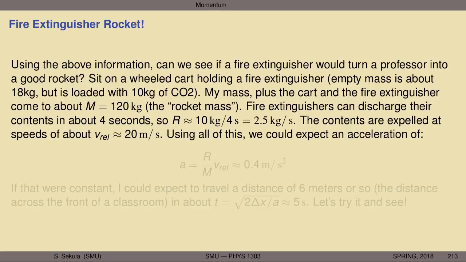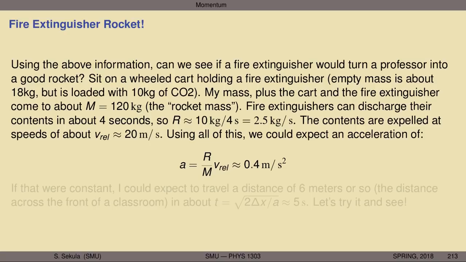So we can make a prediction. What's the acceleration of me and the fire extinguisher and the cart as I blow CO2 out the back? Well, plug in the numbers. The acceleration will be the burn rate of CO2 over the original mass of the rocket times the relative speed of the exhaust to the rocket. And you'll find out that this is maybe an underwhelming 0.4 meters per second squared. That doesn't sound very exciting. 0.4 meters per second squared, bleh.